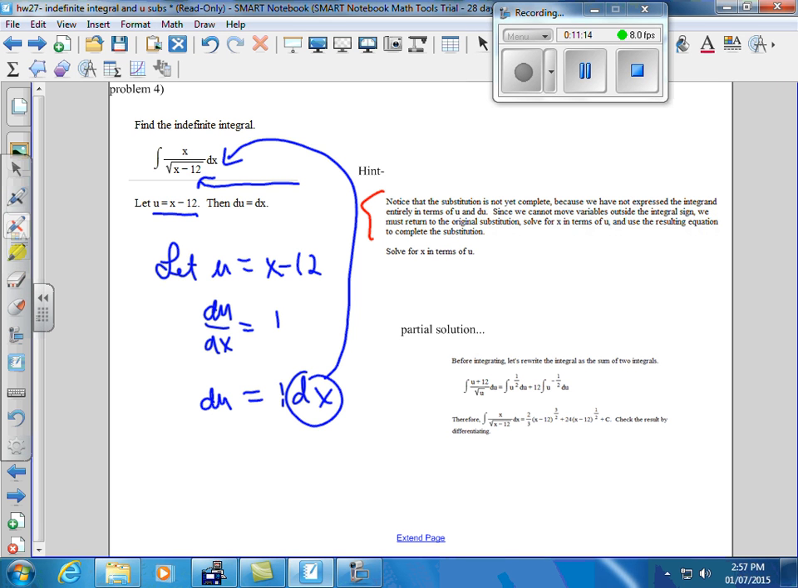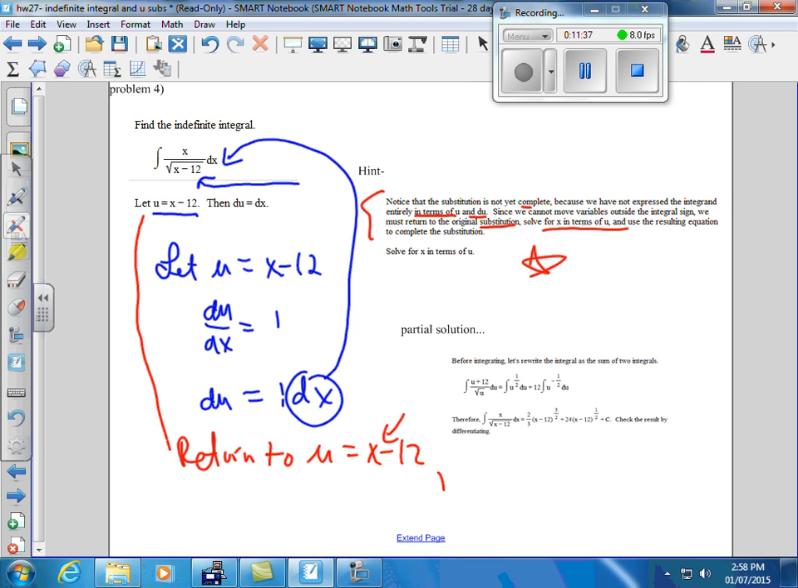So notice that substitution is not yet complete because we have not expressed the integrand entirely in terms of u and du. Since we cannot move variables outside the integral sign, we must return to the original substitution and solve for x in terms of u. So I have that hint here. I'm just going to do that for you in real time. Return to the original substitution. So return to u equals x minus 12. And note to self, the trick is to isolate x.